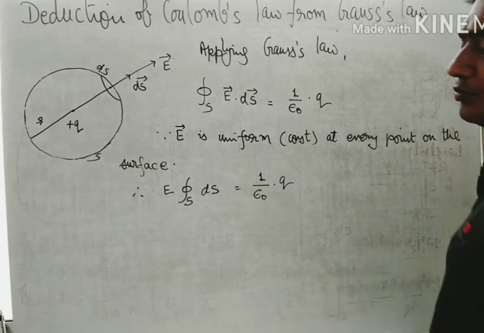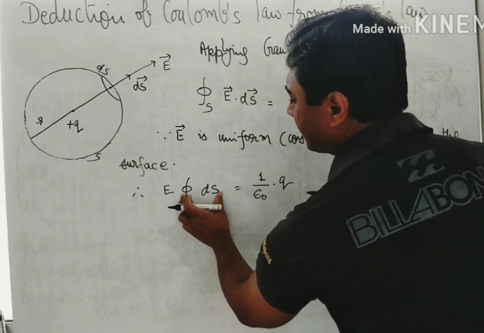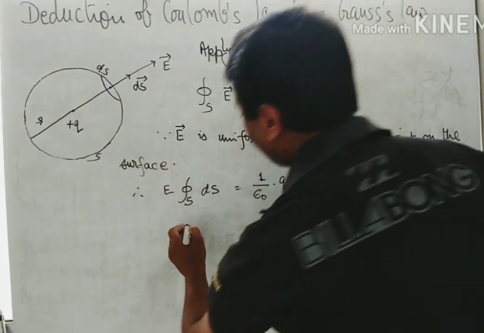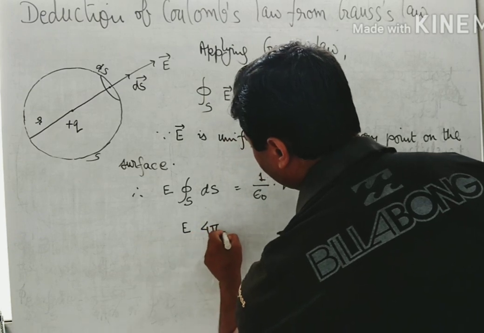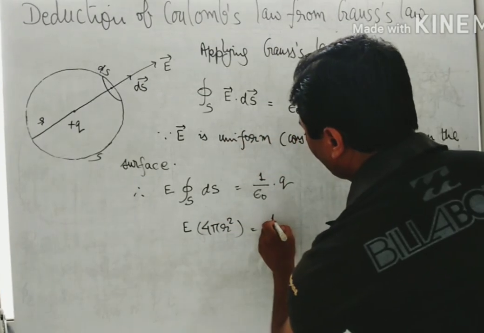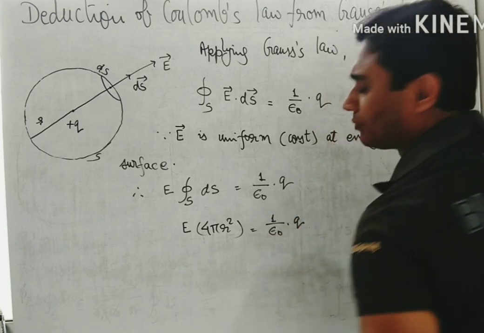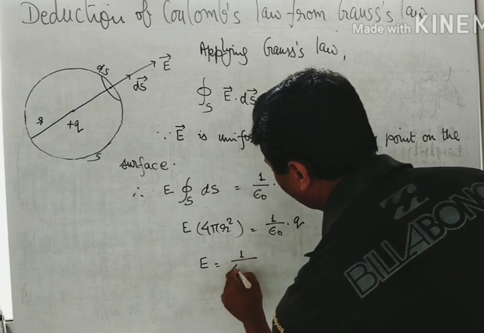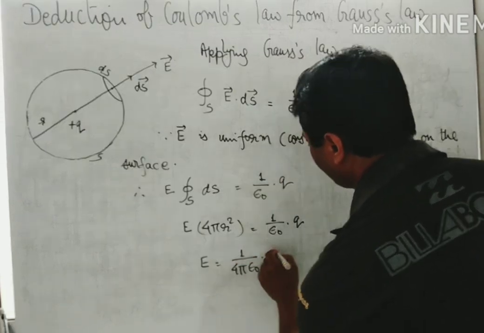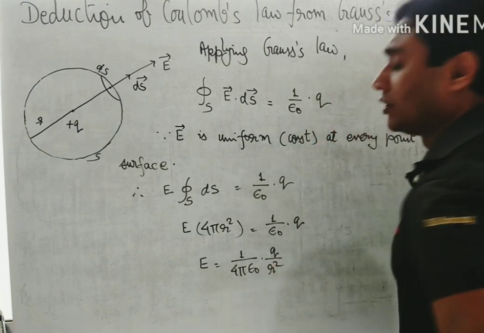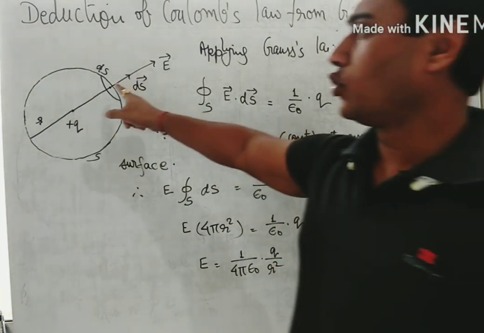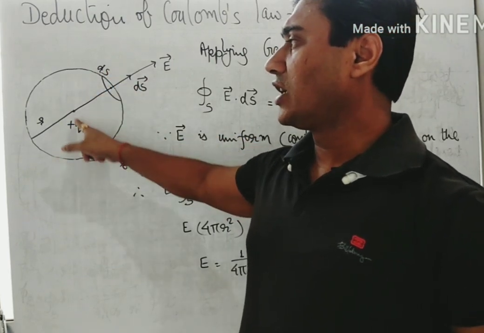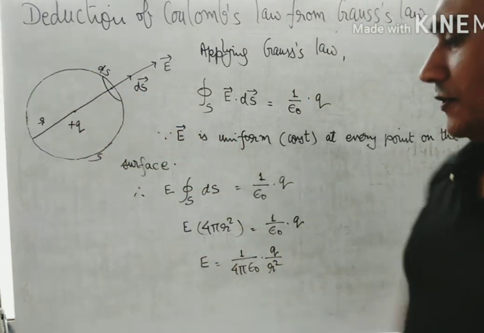Now when we integrate dS, we get S, and S is the surface area of this sphere. So you can write E times 4 pi r square equal to 1 upon epsilon naught times Q. Cross multiplying, we have E equal to 1 upon 4 pi epsilon naught into Q upon r square. This is the electric field intensity at this point on this small surface element dS due to the presence of plus Q charge at the center of this spherical surface.